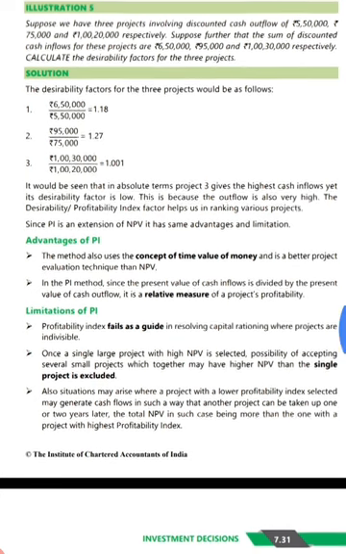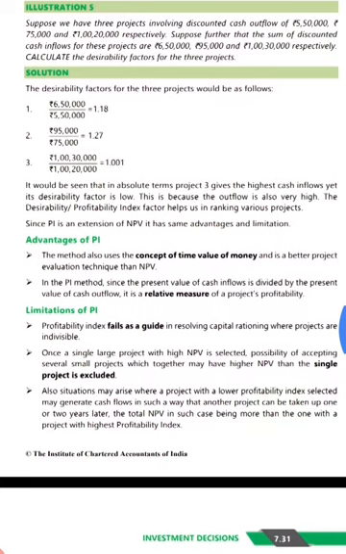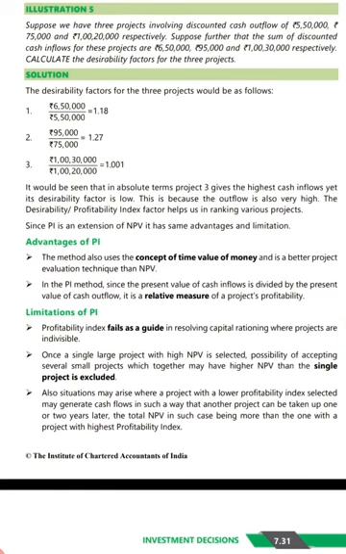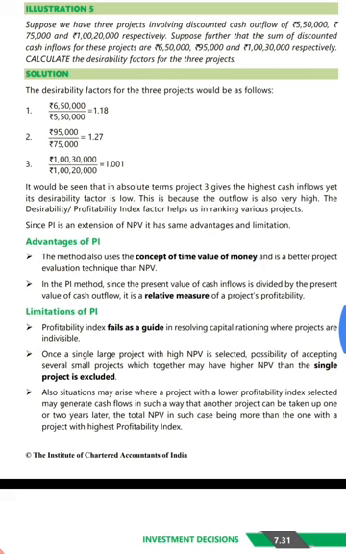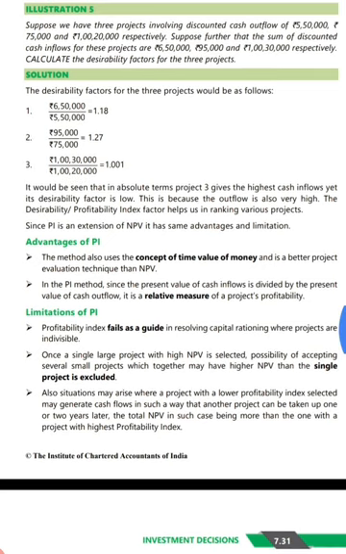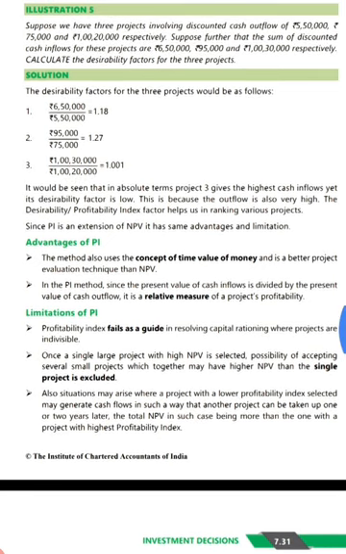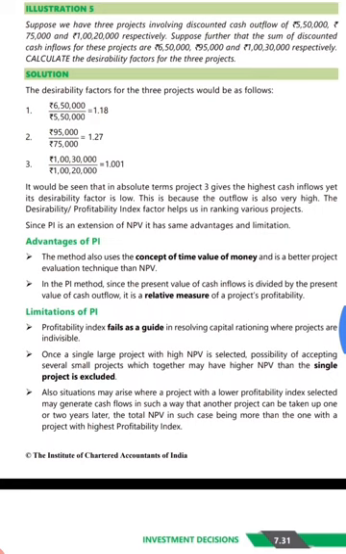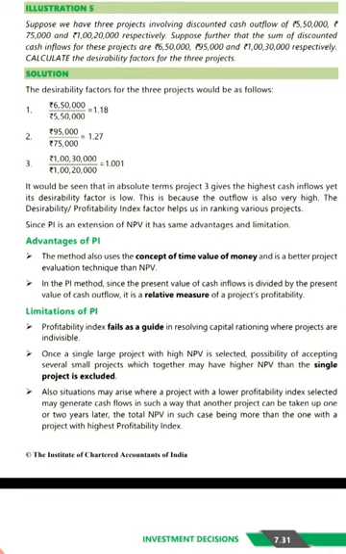All these three projects are more than one, so we can accept them, but if it is mutually exclusive, we have to select only one project. Which project will you select? You will select the project giving the higher profitability index, that is 1.27, project 2. It would be seen that in absolute terms project 3 gives the highest cash inflows, yet the desirability factor is low. This is because the outflow is also very high.